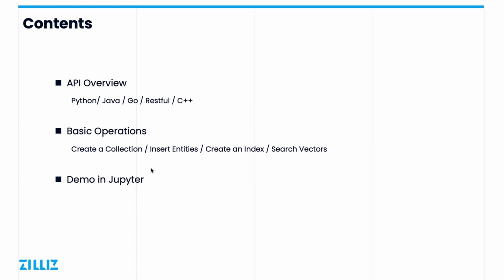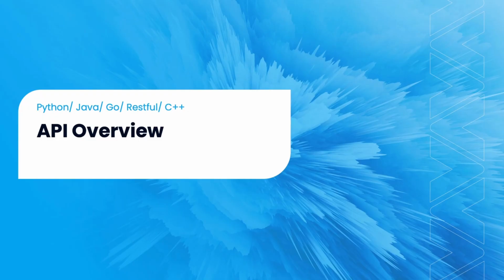In this lesson, I will introduce the Milvus API in three parts, namely the API overview, the basic operations, and the API demo. In the API overview section, I'll give you an initial introduction to the main API calls that we use with Milvus. This includes the Python, Java, Go, RESTful, and C++ versions. When going over the basic operations, I'll explain in detail the four most common API calls in Milvus, including creating a collection, inserting entities, creating an index, and searching for vectors. In the demo section, I will demonstrate the previous APIs in a Jupyter Notebook lab to give you a more intuitive experience. Let's go over the basic API calls.